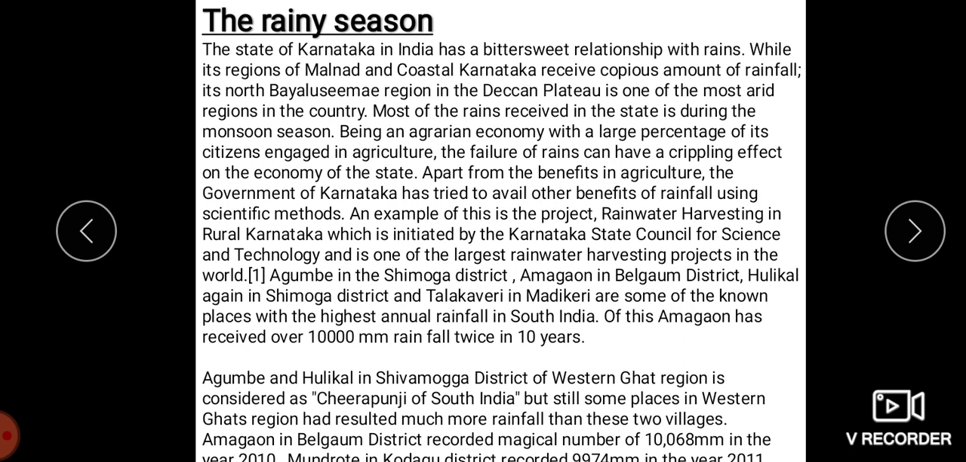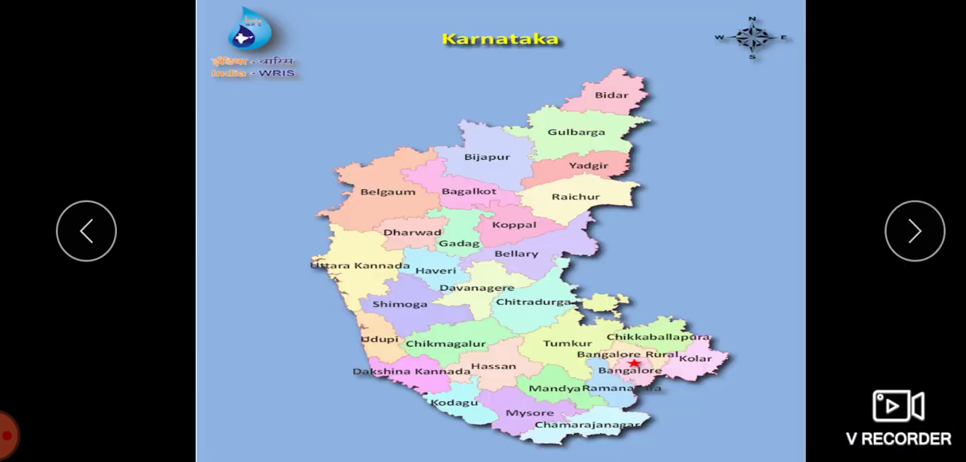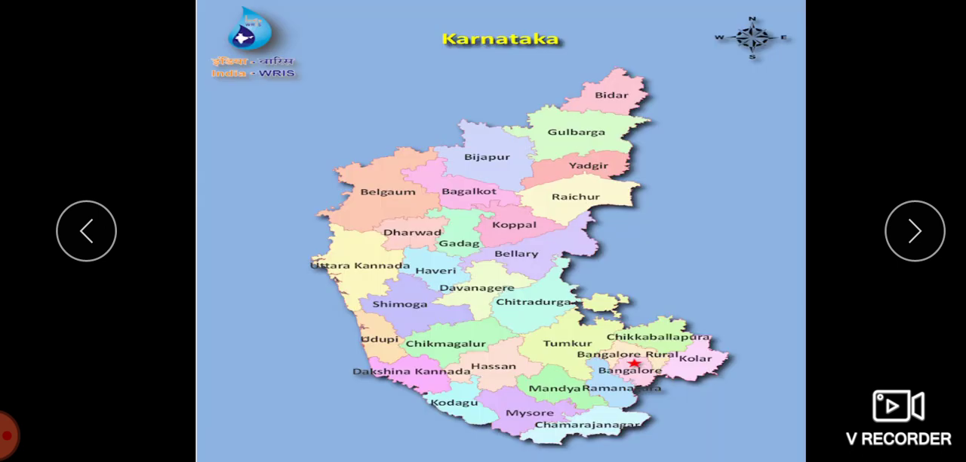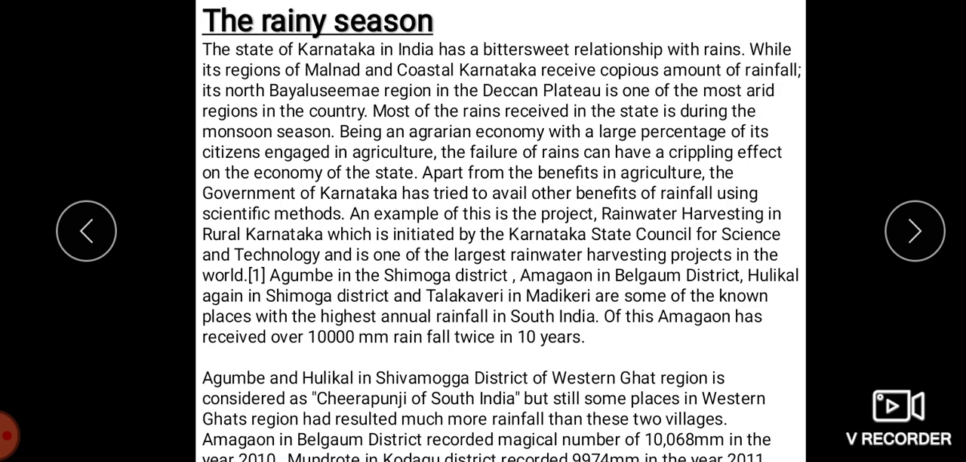Agumbe in the Shimoga district, Amagon in Belgaum district, Hulikal again in Shimoga district, and Talakaveri in Madikeri are also known as the places of the highest rainfall in South India. Shimoga, where we have Hassan and Chikmagalur, gets the highest rainfall. And out of this, Amagon has received about 10,000 mm rainfall twice in 10 years.